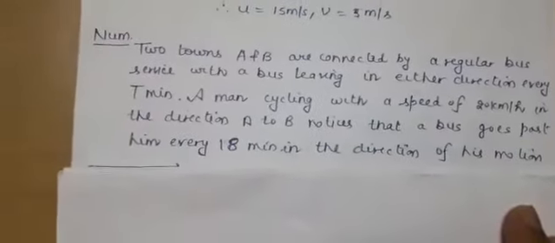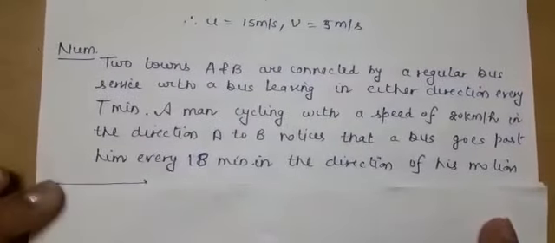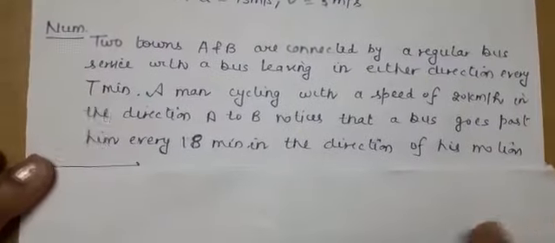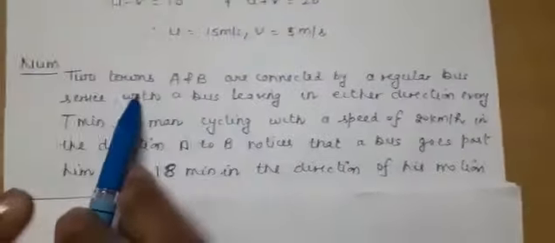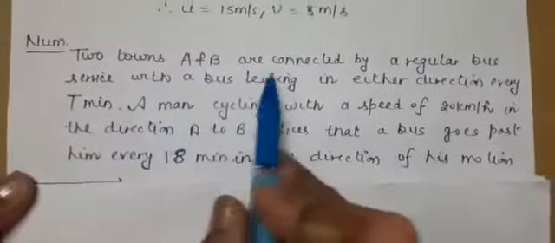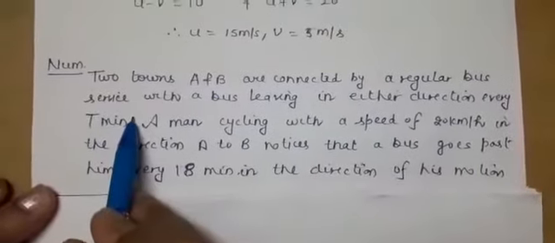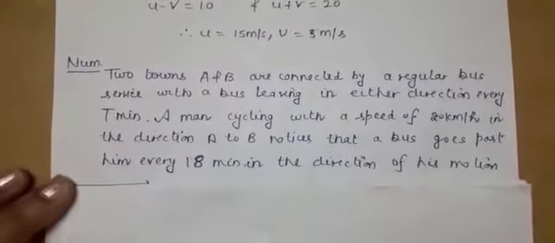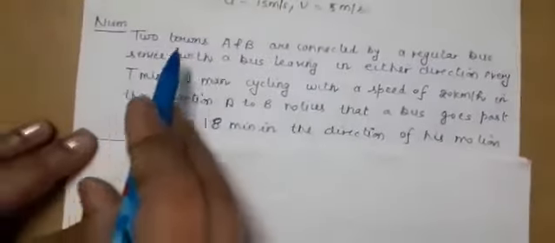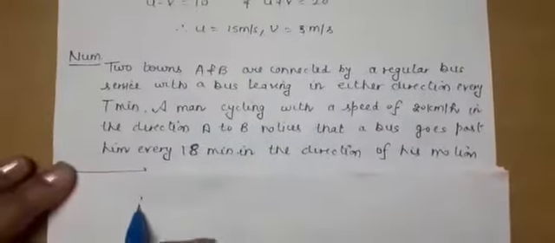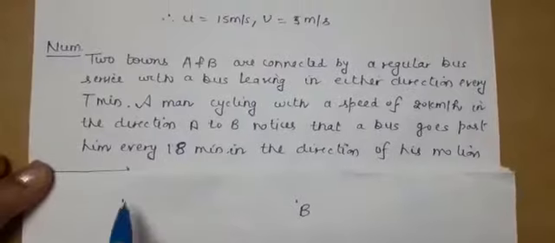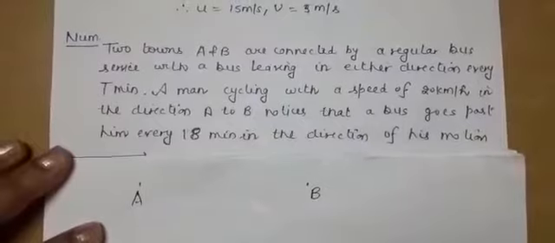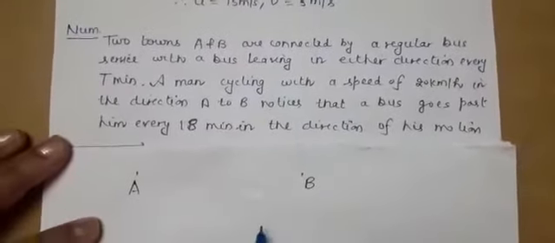Now one more numerical on the basis of relative velocity I am taking. This is an NCERT exercise question and this is quite an important kind of numerical. See the statement. 2 towns A and B are connected by a regular bus service with a bus leaving in either direction every T minutes. It means town A and B are connected by a bus service and any bus which is leaving in either direction does so after every T minutes.